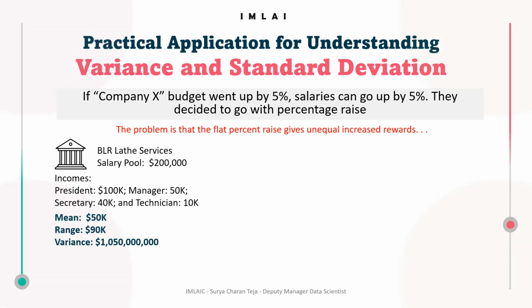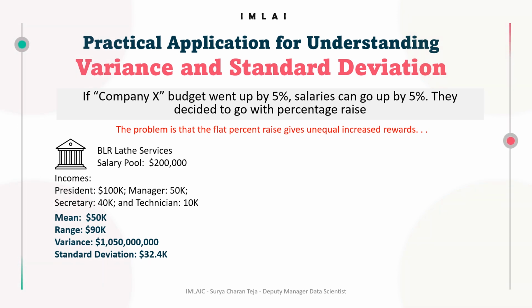Of course, we have to square up the deviations of each, so we get this much variance. And the standard deviation is the square root of the variance, which is 32.4K dollars. As per the standard deviation, the average deviation between employees is 32.4K dollars. These are the measures of inequality that we have considered.